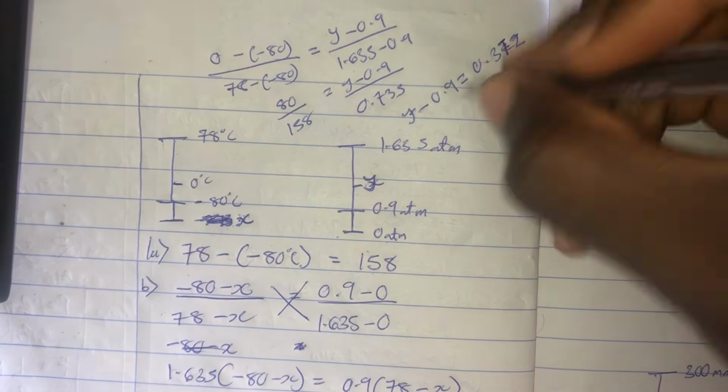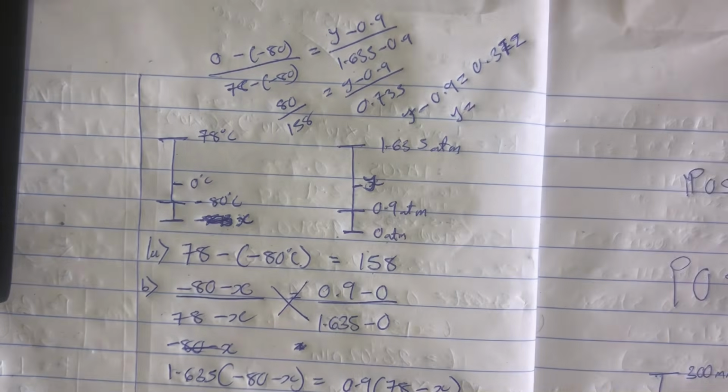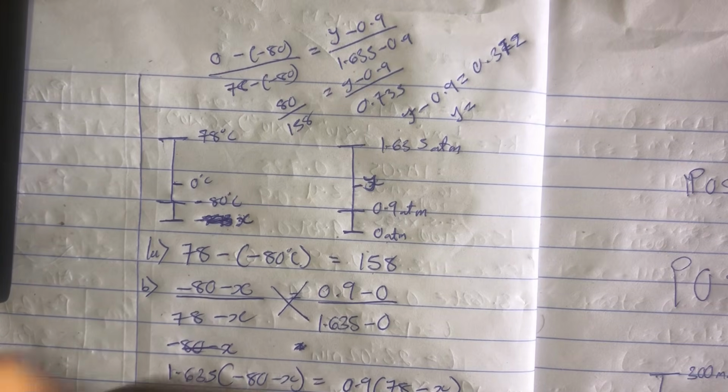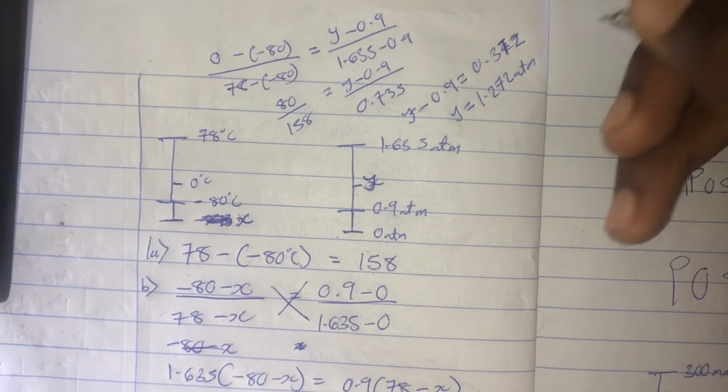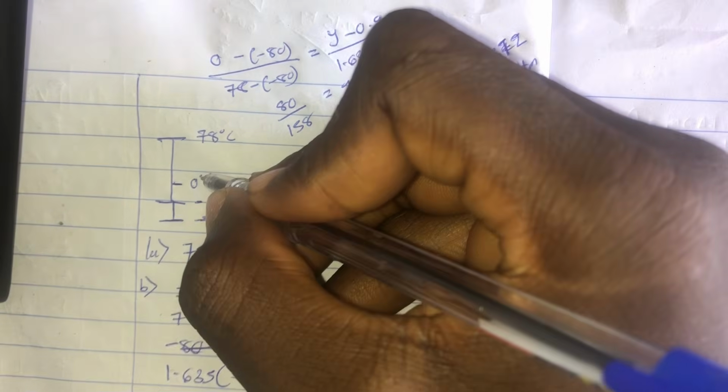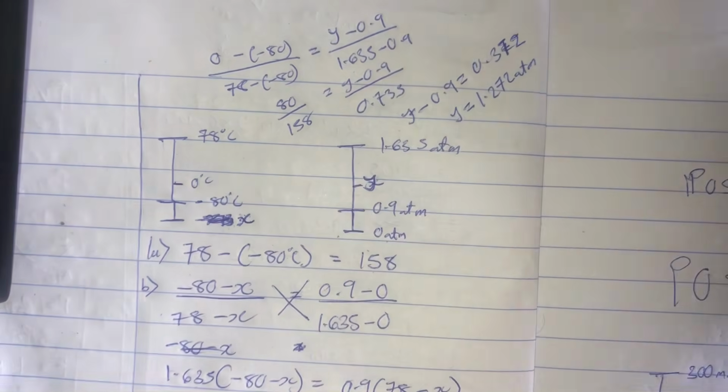0.372. Then y just have to add it as 0.372 or 0.9, and that will give 1.272 atmosphere. So that's the answer. So at the freezing point of water, the pressure is 1.27 atmosphere.